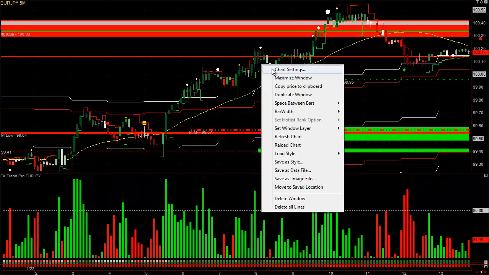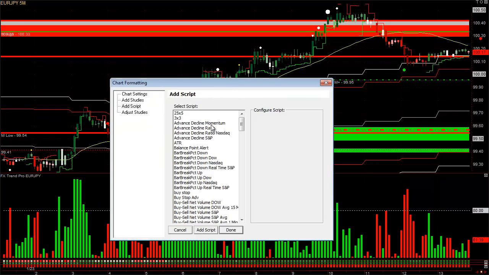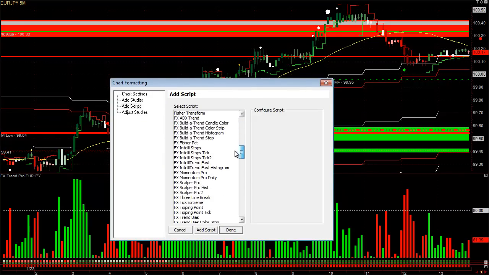How do you add this to your chart? You right click on the chart, add script, and go down to FX Intelli Stops. And I would just leave these default settings. It's going to use your chart's time frame unless you uncheck this. So then you can, for instance, if you want to have a 5-minute chart with a 15-minute trailing stop on it, it's going to use the 15-minute bar's volatility and have a wider stop. If you want a 5-minute chart with a tighter stop, you could put a 3 in here. And so most people's best bet is to put it on a 5-minute chart and leave this checked.